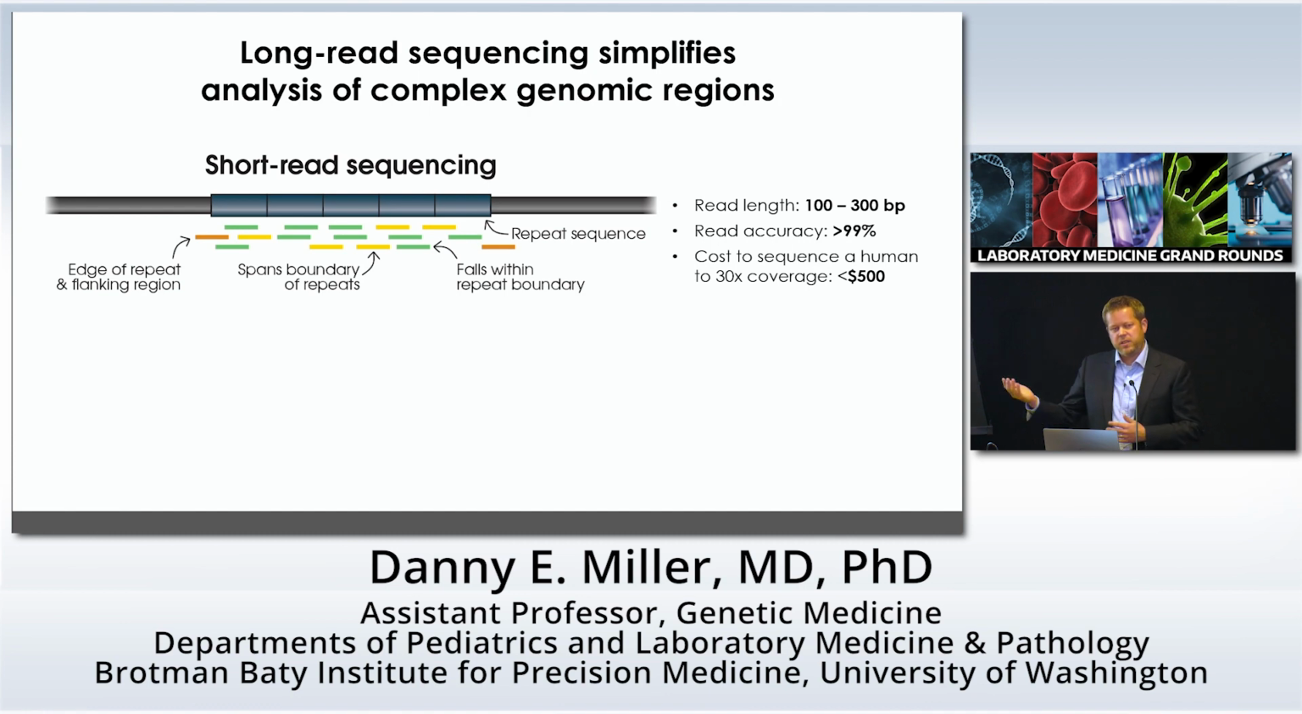Say that there's a repeat expansion in this region, or say that there's a transposable element here that's created a new splice acceptor site, things like that. You can't assay that with short-read sequencing.